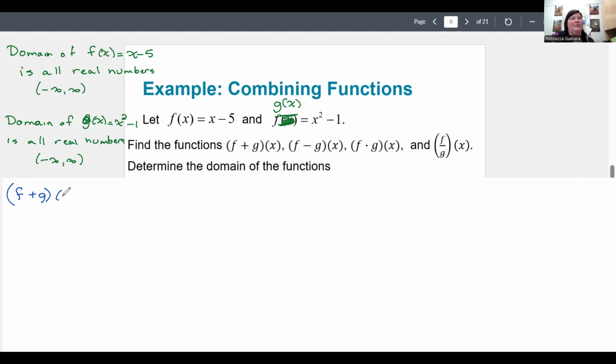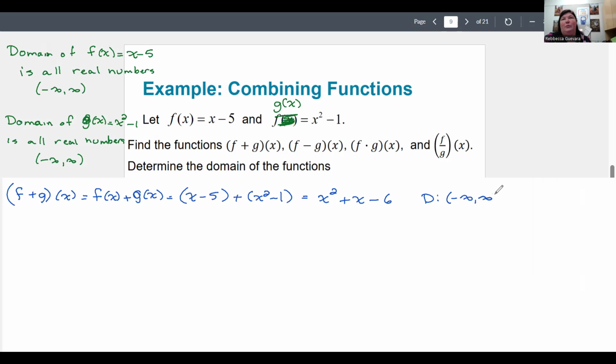So I do f plus g of x. That is just f of x plus g of x. So that will be x minus 5, that's my f of x, plus x squared minus 1, which is my g of x. And if I simplify this, this is just going to be x squared plus x, negative 5 plus negative 1, minus 6. And once again, we do not have any square roots. We don't have any denominators to worry about. My domain, let's say D, is going to be all real numbers again.